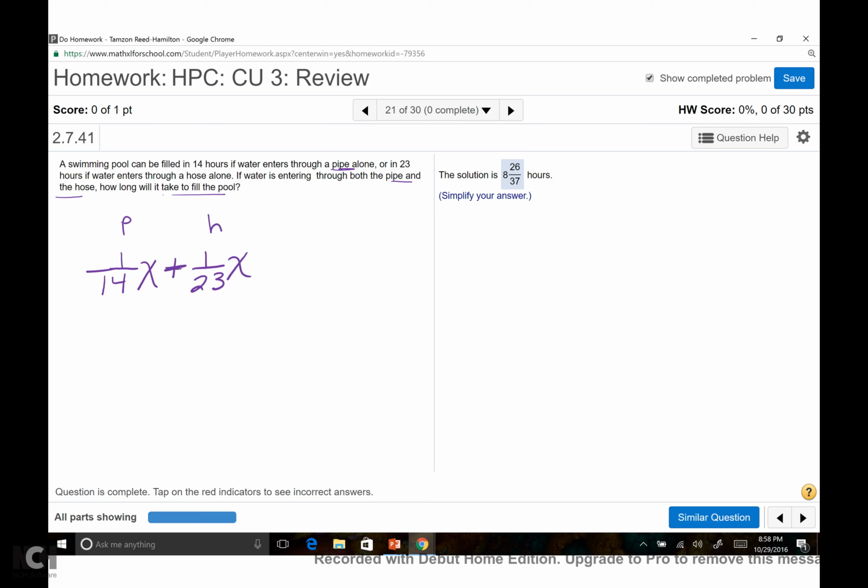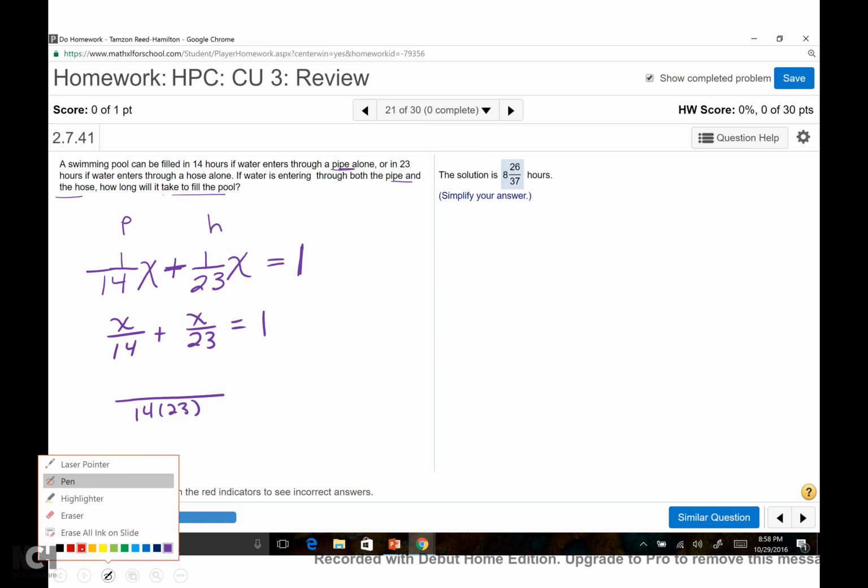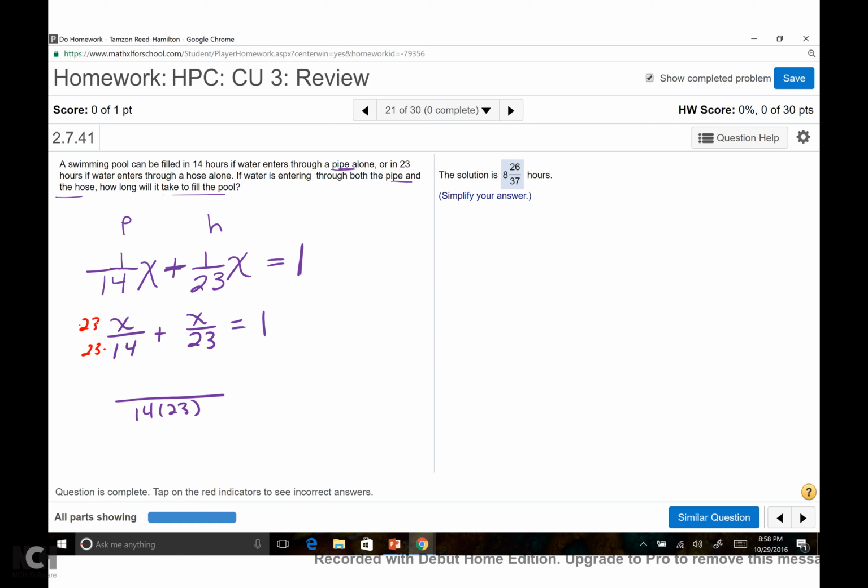And if they're working together, that's got to add up to one full pool. It's got to add up to one full job, meaning the pool is full. Okay? So this would be the same thing as x over 14 plus x over 23 equals 1. I have to get a common denominator, which is 14 times 23. The first one has the 14, it's missing the 23, so that would put my top at 23x. This has the 23, it's missing the 14, which would put this at 14x.